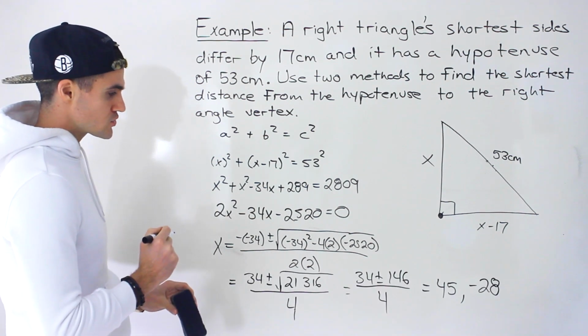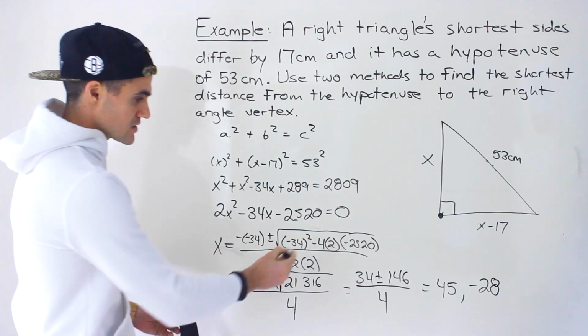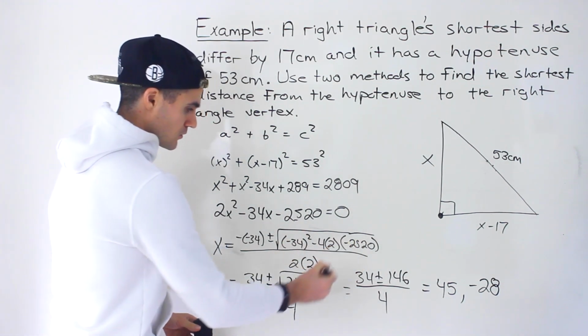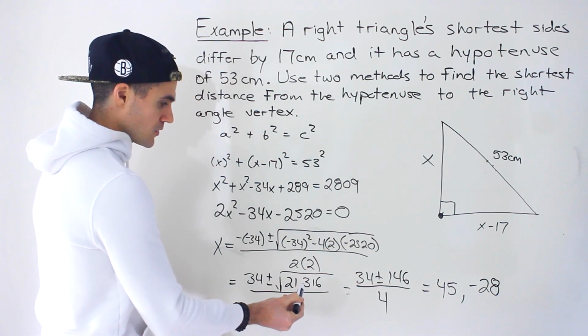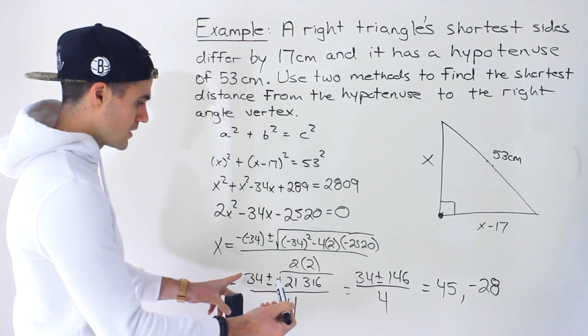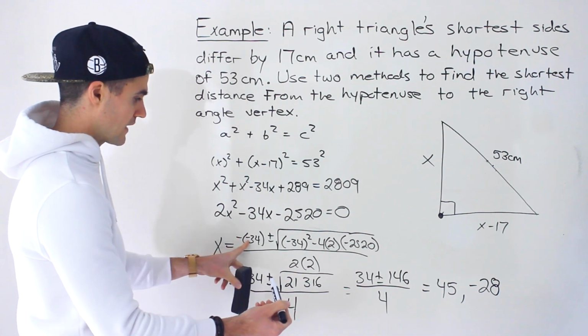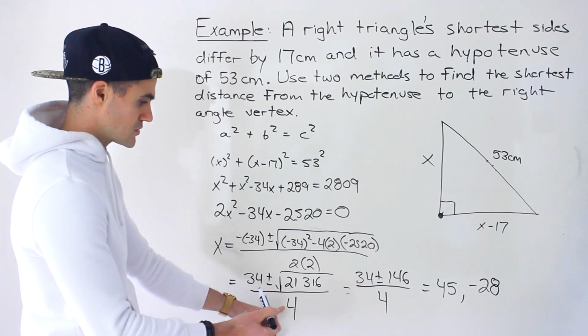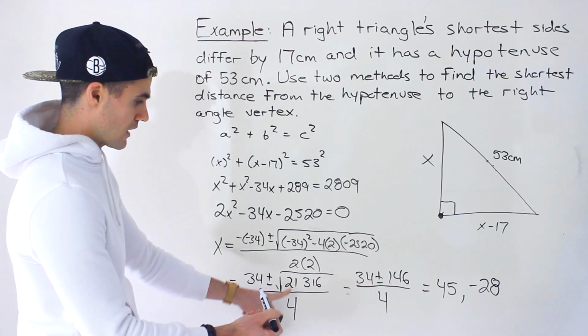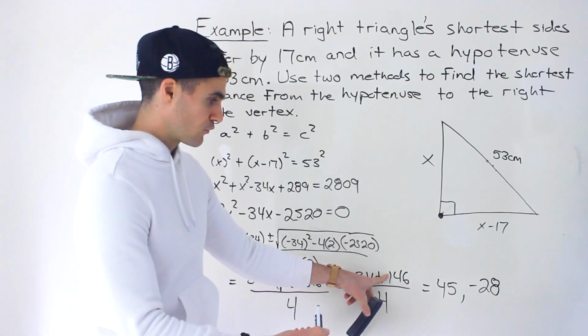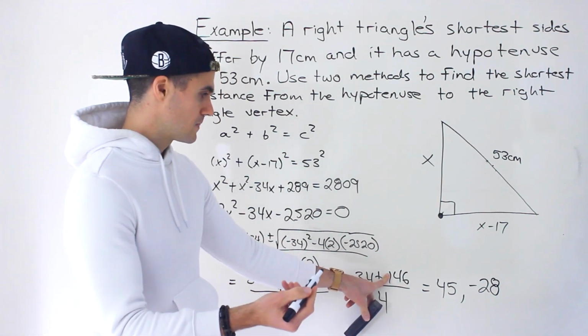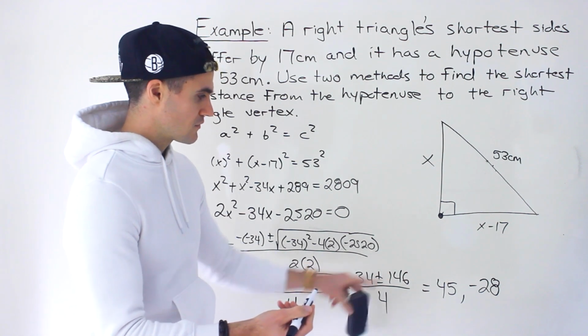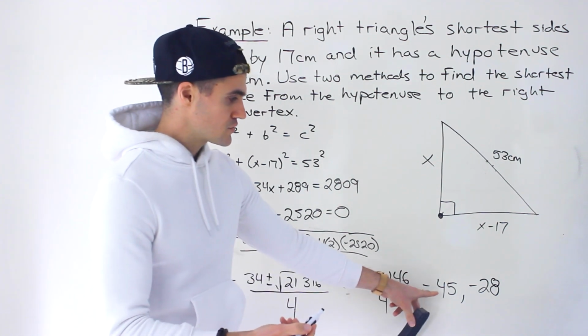And if you go into simplifying this square root here, everything under the square root would simplify to this large number, 21,316. We got the 34 over here, the negative turned into a positive, and then 2 times 2, we have the 4. And then the square root of this gives us 146. It's actually a smooth number.